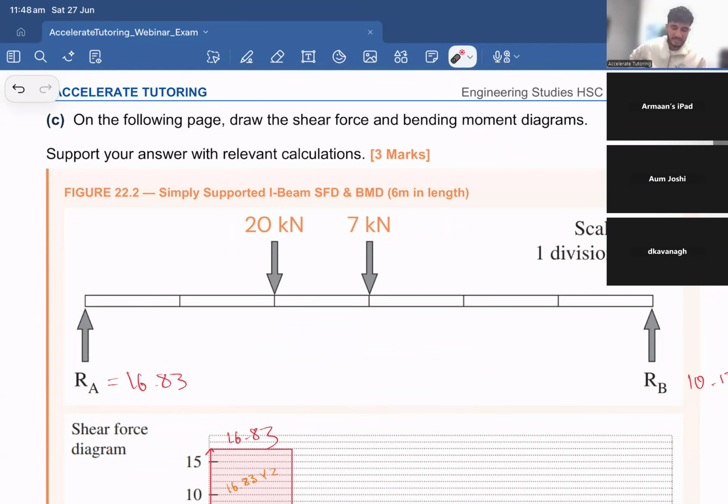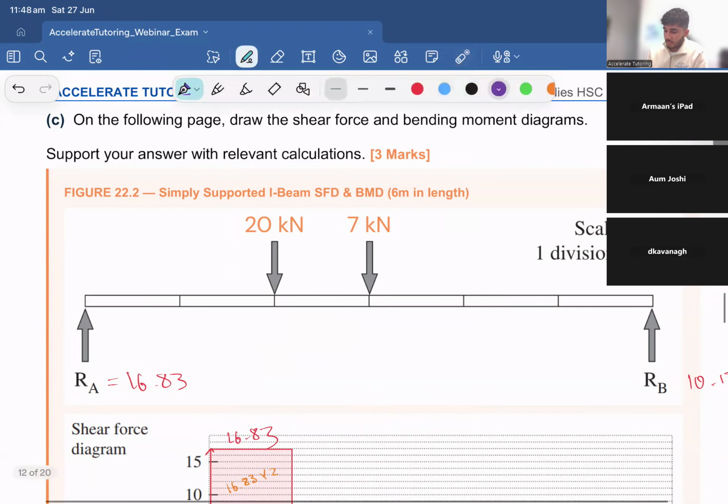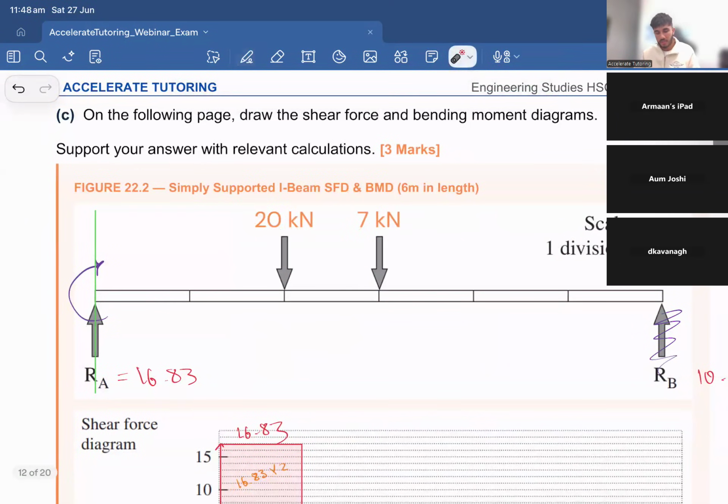Cantilevers, again, the likelihood is not that high, but still do prepare for that because for a cantilevered system, again, it's simply just where this is gone. I now have a moment being applied because it is a cantilevered system. So practice on that, learn how to do cantilevered systems.